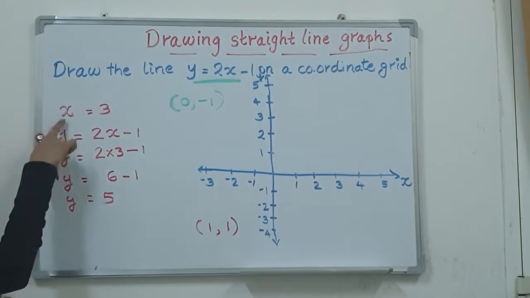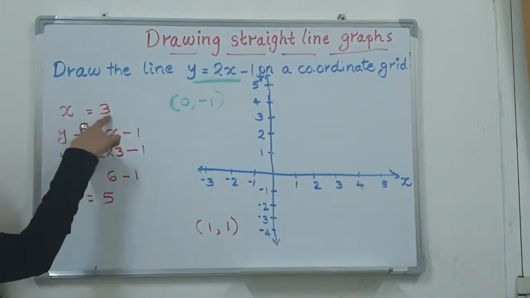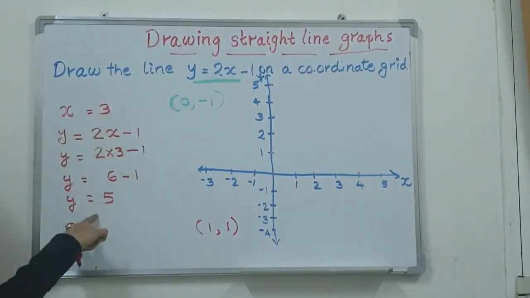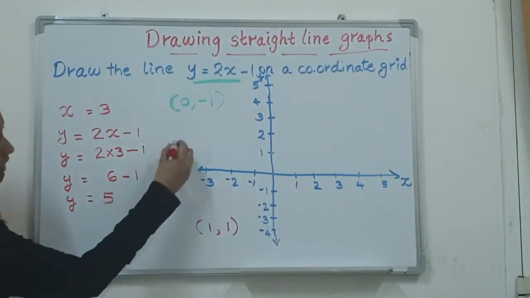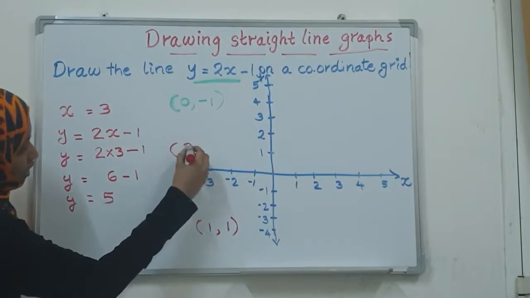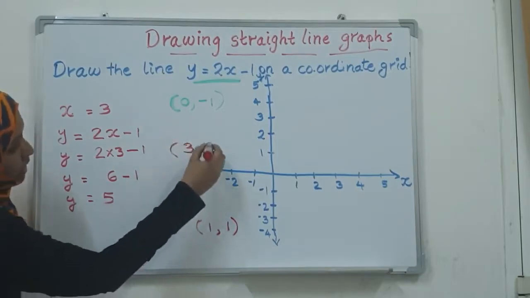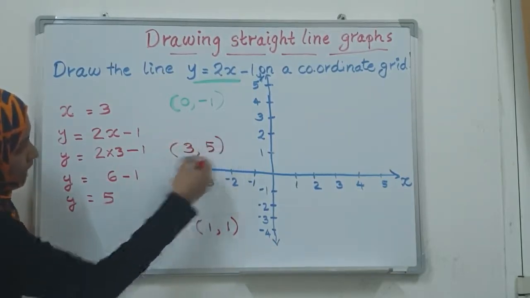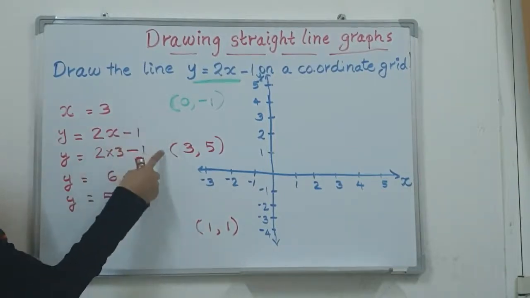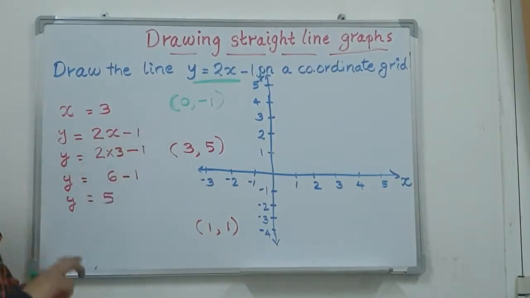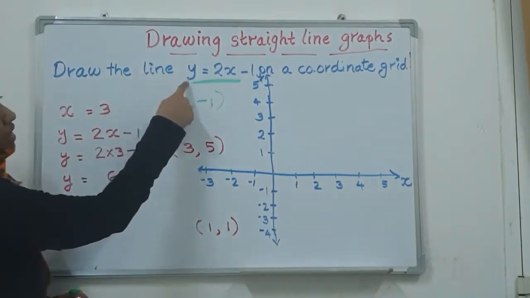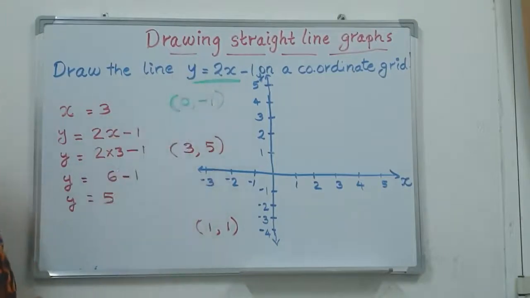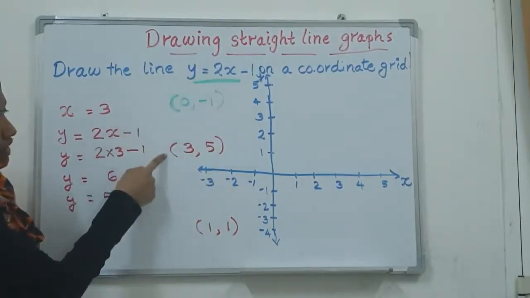So when you have chosen the value of x as 3, you are getting the corresponding value for y, which is 5. Okay, so I have got another coordinate point which is 3 and 5. These are the coordinates we are choosing to find the straight line on the coordinate grid for the corresponding equation y equals x minus 1. Okay, we have 3 coordinates.